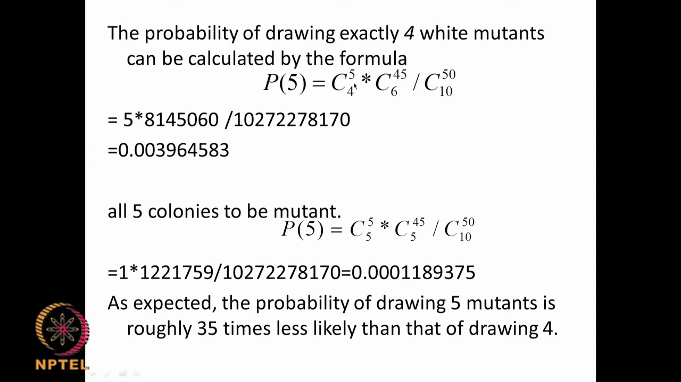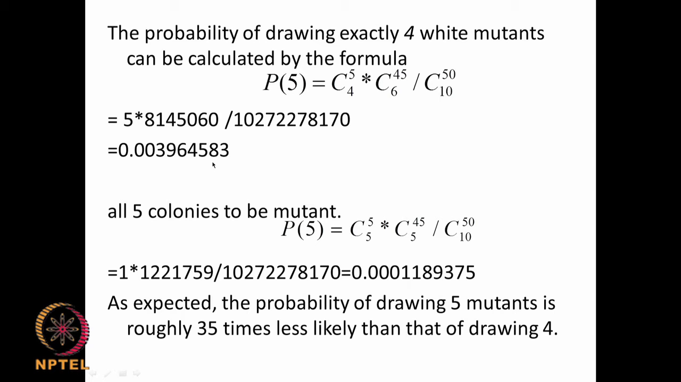So, what is C 5 4? If you remember the factorial, this is 5 factorial divided by 4 factorial times 5 minus 4 factorial, this one is 45 factorial divided by 6 factorial times 39 factorial, this is 50 factorial divided by 10 factorial times 40 factorial. So, if you do this, C 5 4 will come out to be 5, and this particular 45 factorial divided by 6 factorial times 39 factorial will come out to be this, and this will come out to be this. So, you end up having a probability of 0.0039.